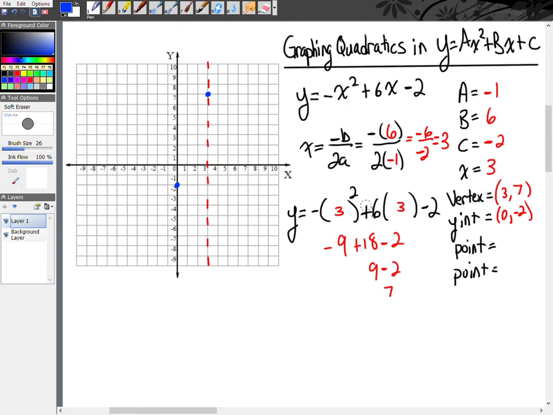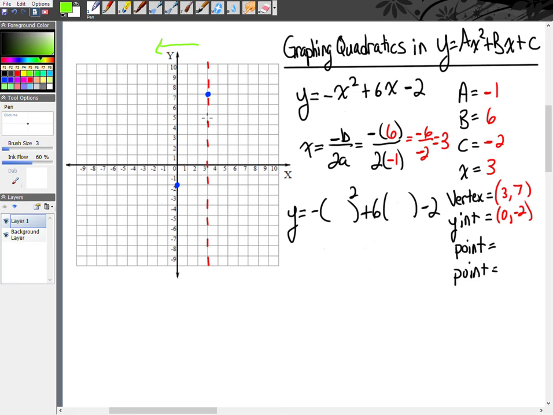Okay, so now for the final part, or the second to last part, we need to find at least 2 more points. And the important thing is that these 2 more points need to be on the same side of the axis of symmetry as the y-intercept, because we're going to use the concept of symmetry, the reflection or mirror image, to get the other side. So if you see here, the y-intercept is on the left of the axis of symmetry.